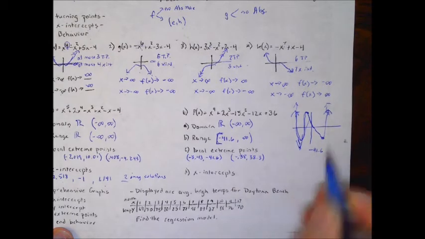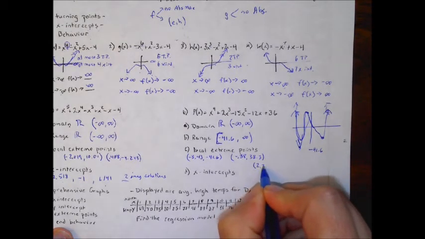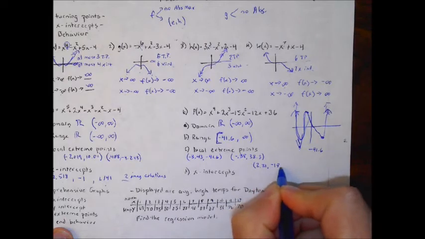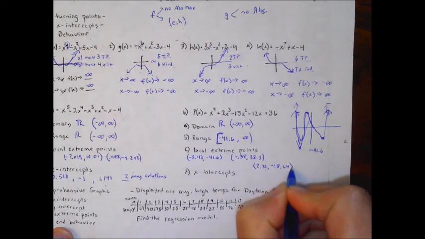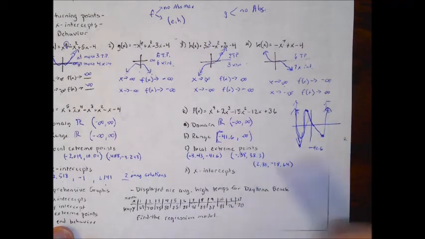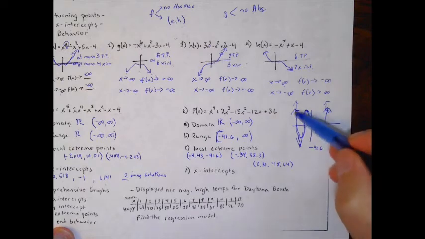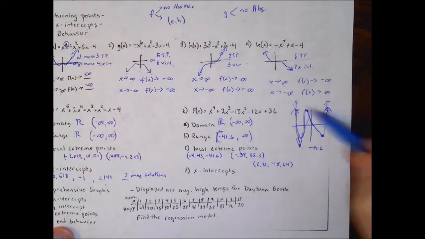Okay, so we find those extreme points. Are any of them absolute extremes? Once again, there's no absolute maximum, but there is an absolute minimum. That would be this point right here. This is also an absolute minimum.